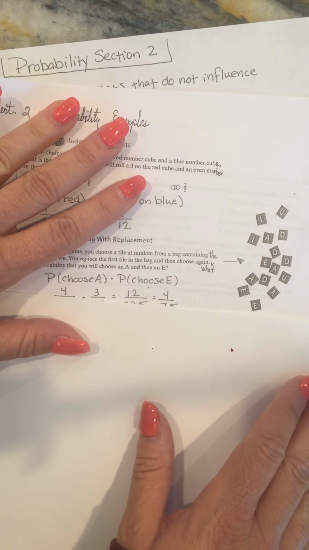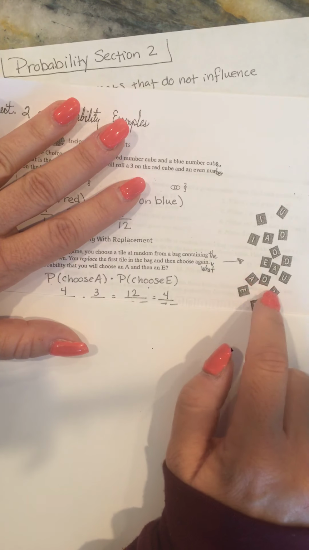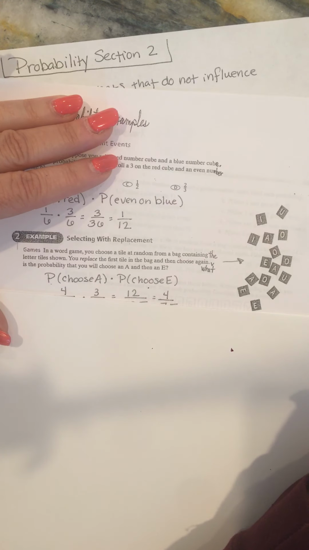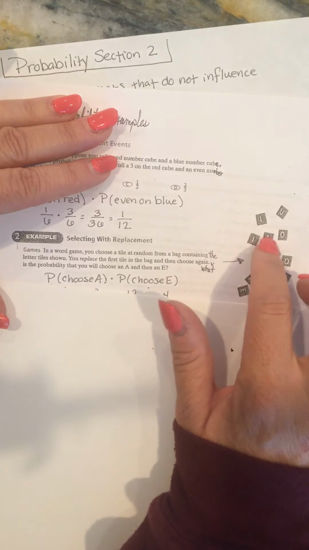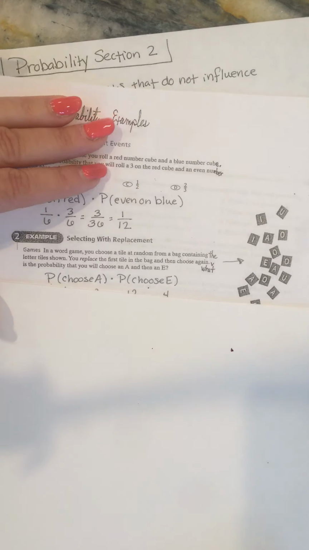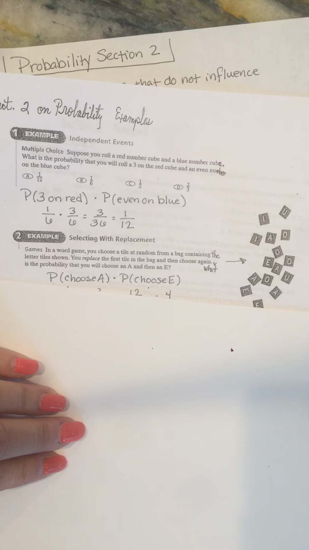So let's look at all of these tiles. In the bag, how many A's do we have? 1, 2, 3, 4 A's. Does it say how many tiles there are in the bag? It doesn't, so let's count them. 1, 2, 3, 4, 5, 6, 7, 8, 9, 10, 11, 12, 13, 14, 15. There are 15 tiles in the bag. So 4 out of the 15 are A's.